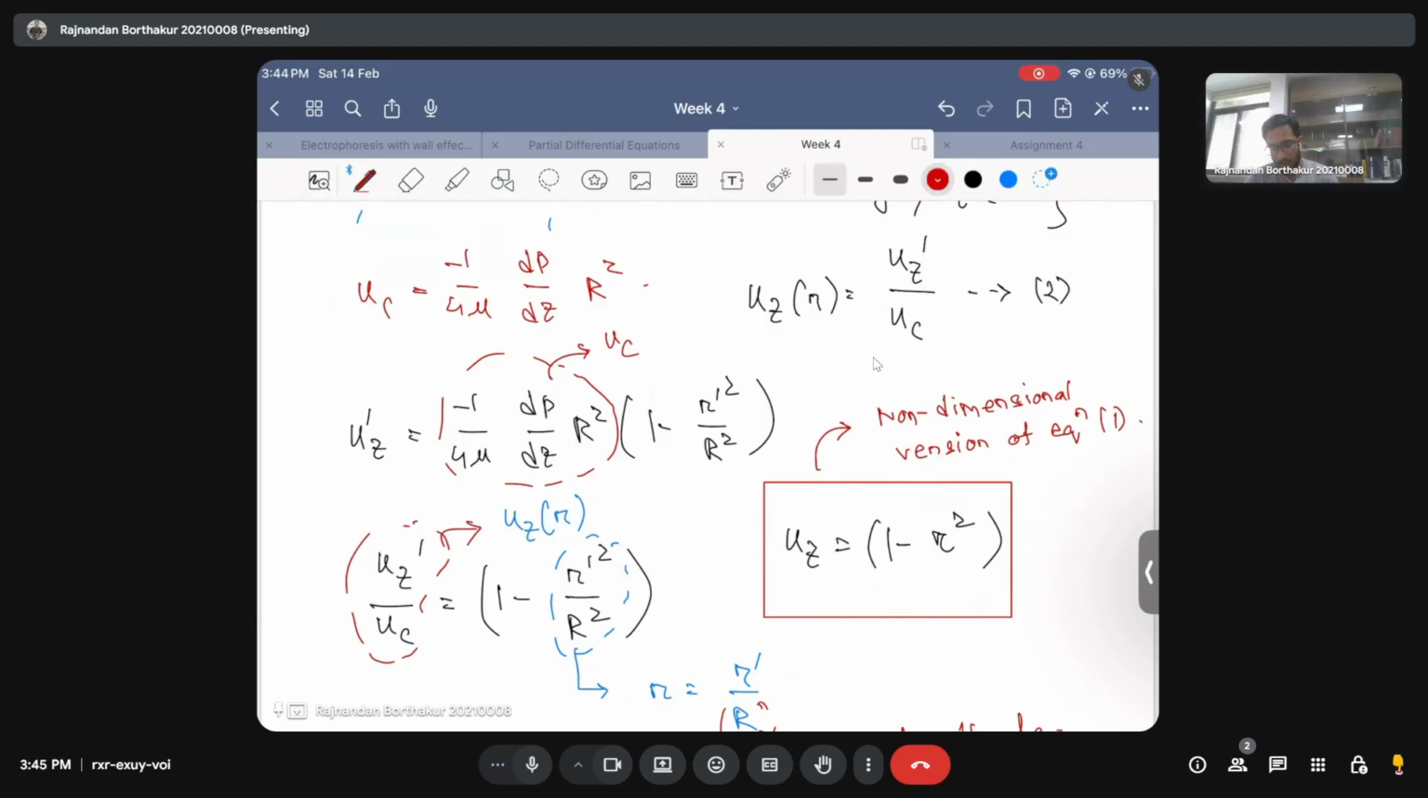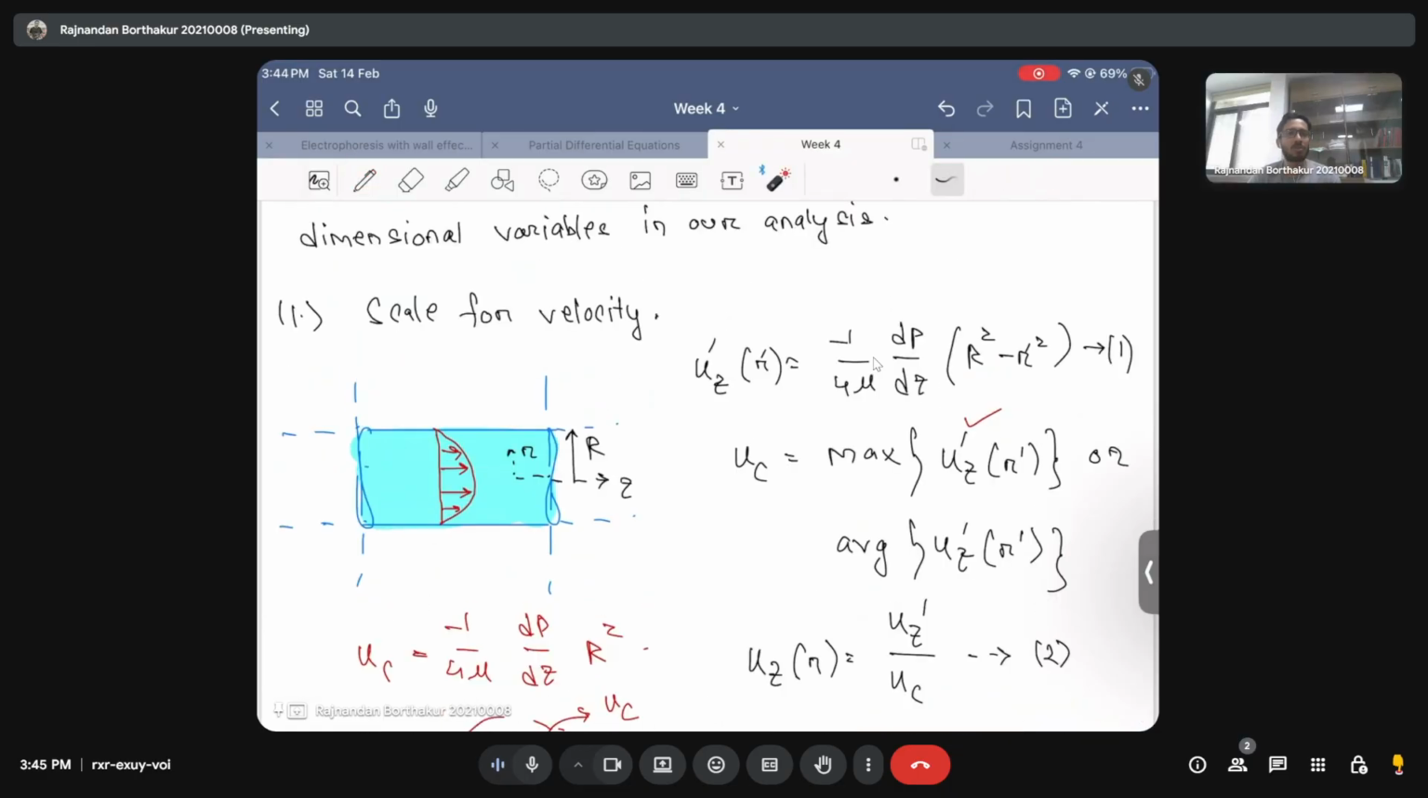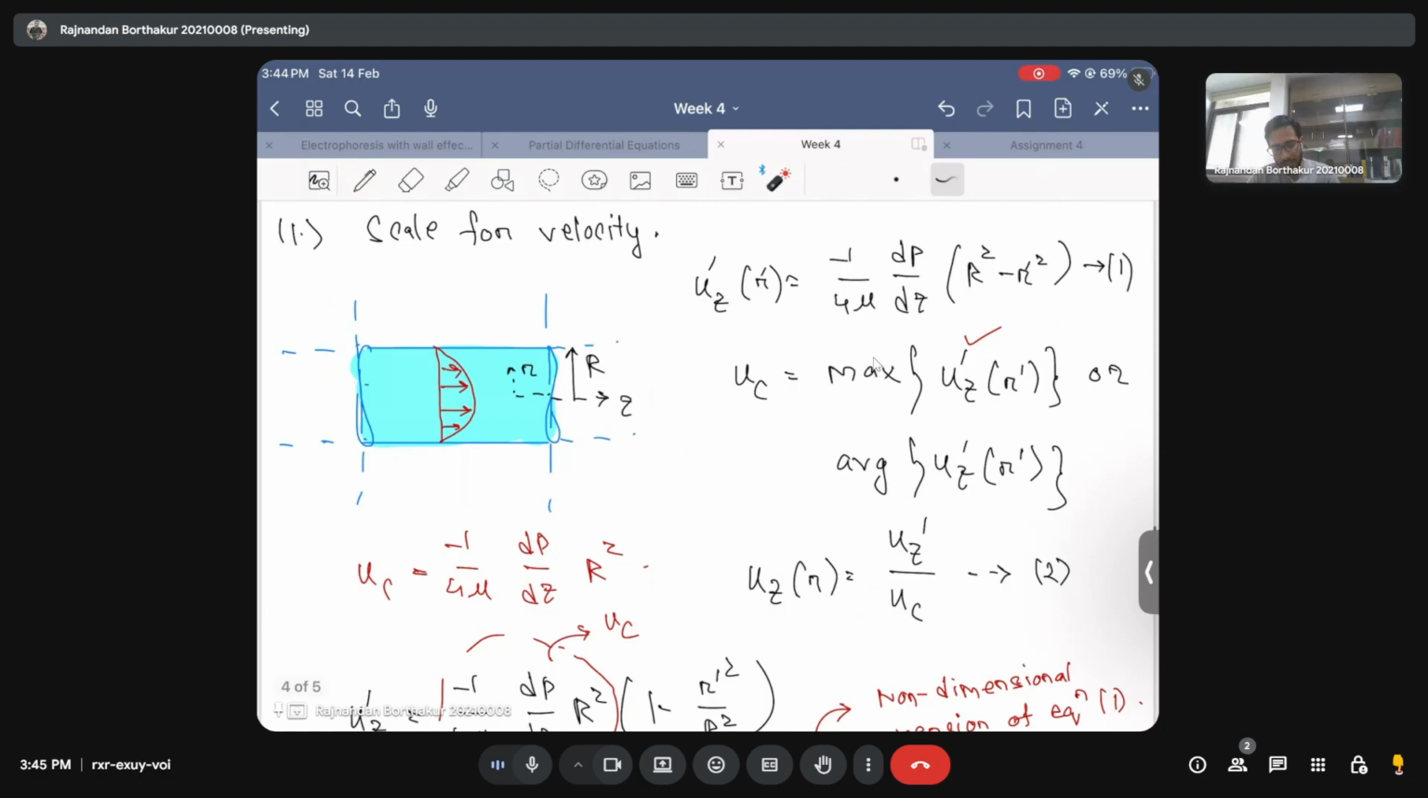All right. So then we encountered two things. Number one, how to choose characteristic variables. For instance, I said that you can also choose your average velocity to be the characteristic velocity here.